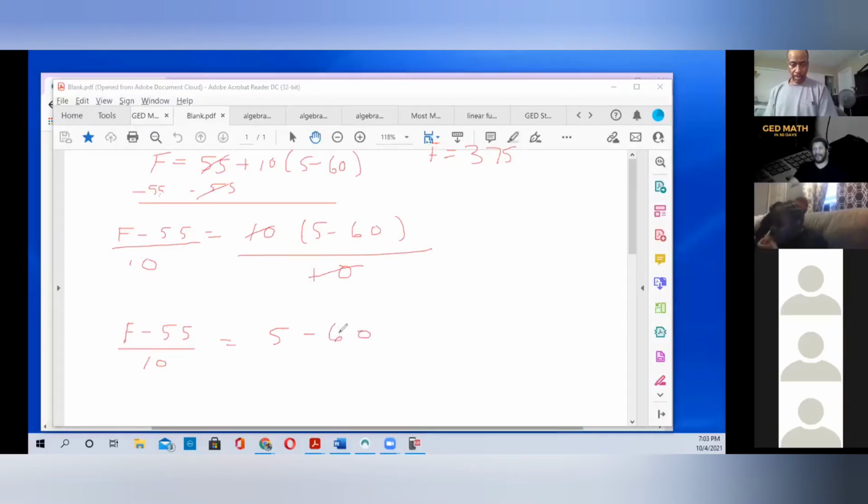Again, S is not by itself. In order to get S by itself, we're going to get rid of the minus 60. That's plus 60. Now, we can't combine it with this. Why? Because this is not a like term. This is being divided by 10. This is something different. So let me move this over real quick. Let me move this equal sign over.